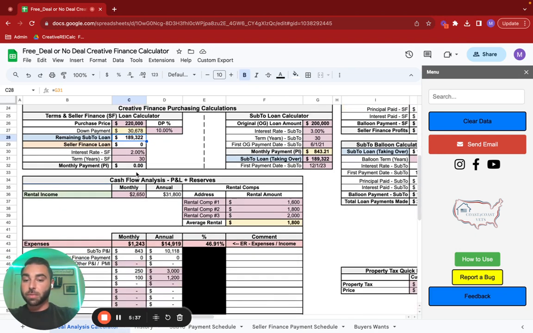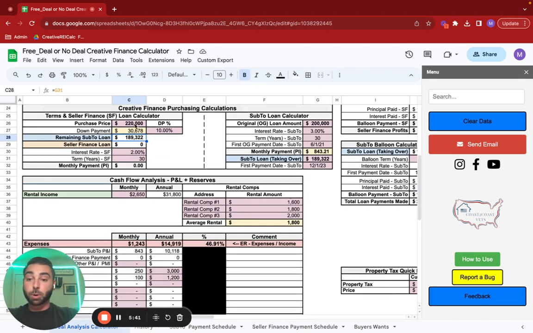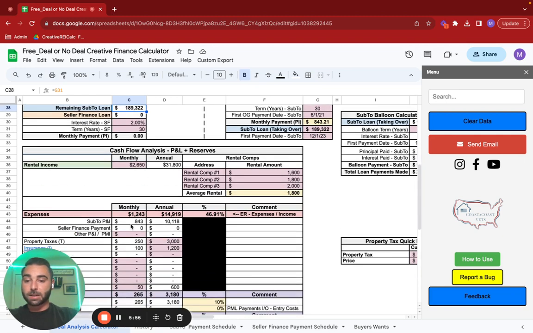So as we continue to run through this, you have your purchase price, the cash to the seller, the down payment, the sub-2 loan you're taking over, and there's no loan amount left over, which is good. It's exactly what you want. You have the monthly payment of the subject to loan that you're taking over, and that is added here.